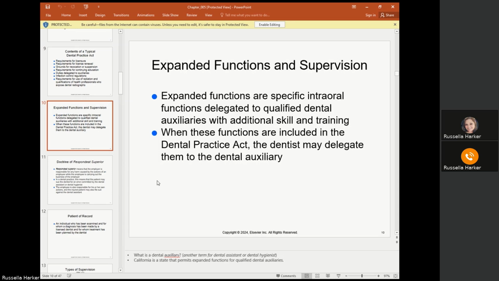With expanded functions and supervision, expanded functions are specific intraoral functions delegated to qualified dental personnel with additional skill and training. So you must have this additional skill and training to be able to do the expanded functions. These functions will be included in your State Dental Practice Act, and the dentist may delegate them to the dental auxiliary that is qualified to carry out that function. Another name for dental auxiliary is a dental assistant or a dental hygienist, someone else that's working in the office with the doctor to help them complete their daily duties in the clinic area.